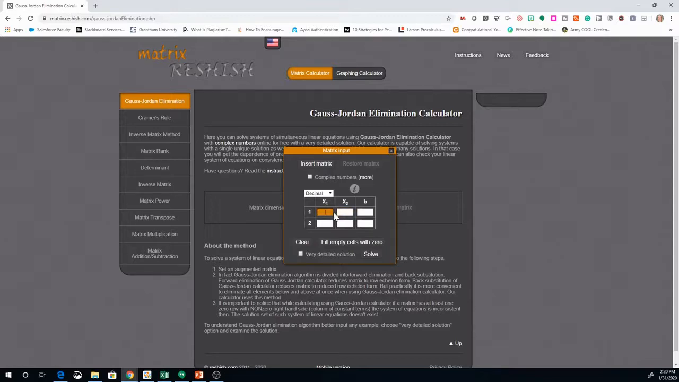Now be careful because it doesn't really like fractions. Sometimes you can do fractions and you can do decimals, but you can't really mix them up. So just be careful. I'm going to type in one with a fraction, and then just type in some whole numbers here, and some values. And then you click Solve.